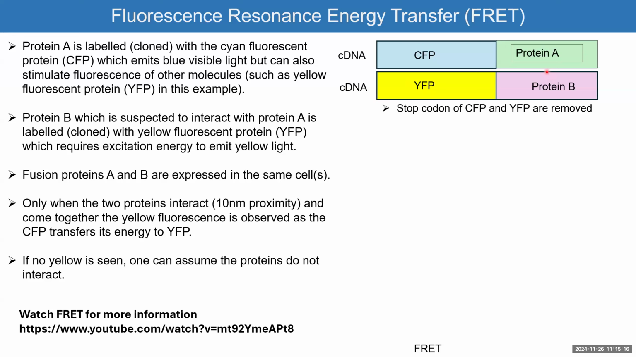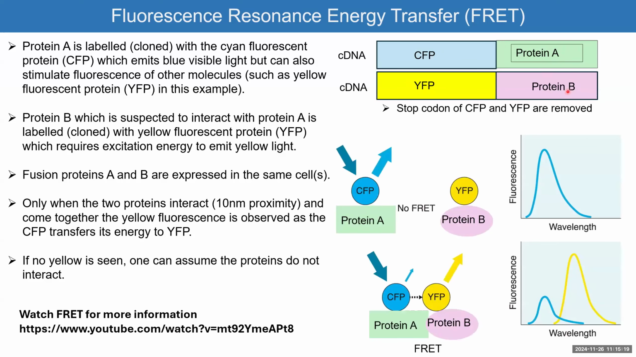Therefore, if A and B are not bound to each other, and I hit the CFP with a light, it will emit only blue color. But if the protein A and protein B are bound to each other, then the CFP and YFP are very close. And therefore, if I hit CFP with the laser, it will emit energy and it will excite YFP, and then I will get yellow color. So I will get a little bit blue and yellow.